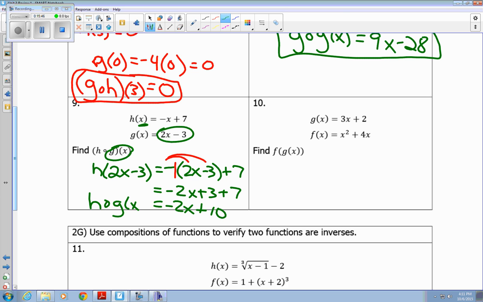Next, a little different notation. It means the same thing. This is f of g of x. The g of x goes into g, it's already there. So then we replace the g of x with what it equals, 3x plus 2.